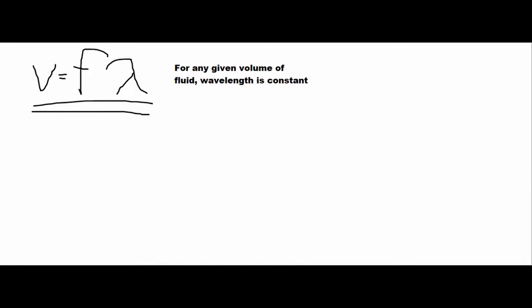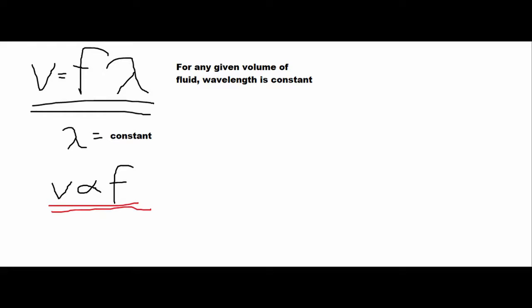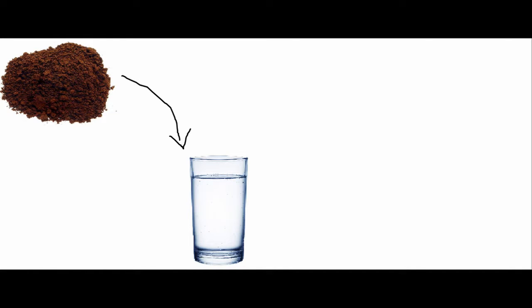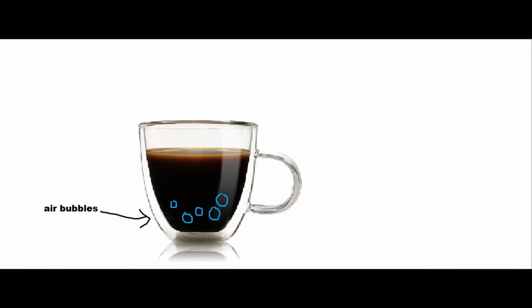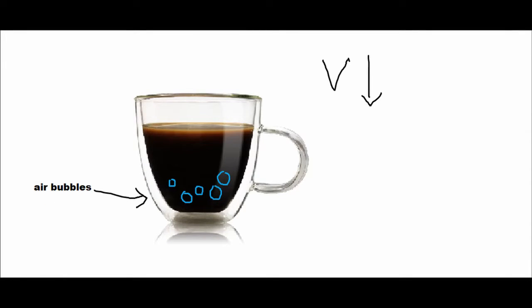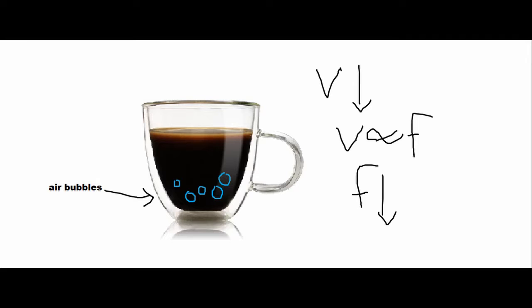The wavelength of a sound is constant for a given volume of fluid. This means that velocity is directly proportional to frequency, and pitch is increased when frequency is increased. So when the substance, coffee in this case, is put into water, it creates many tiny bubbles which lower the speed of sound in liquid. If speed of sound is decreased, it means that the pitch is also decreased.